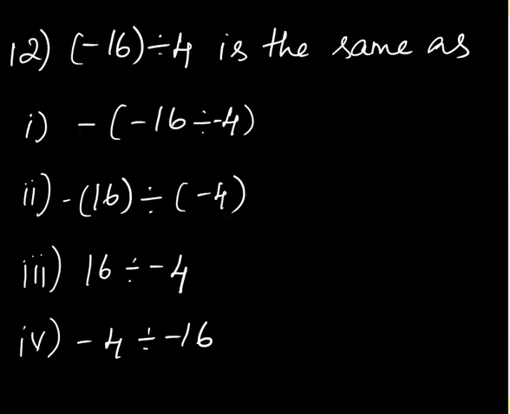So 12th is again a multiple choice question. Minus 16 divided by 4 is the same as the first option, minus of minus 16 divided by minus 4. In the first option, if you multiply the minus inside, both the terms will become positive. So we'll neglect the first option. The second one, minus 16 divided by minus 4, is also not possible because in the question you have the minus sign only for one term, whereas the third option has the minus sign only for the 4. So the correct answer is the third option.